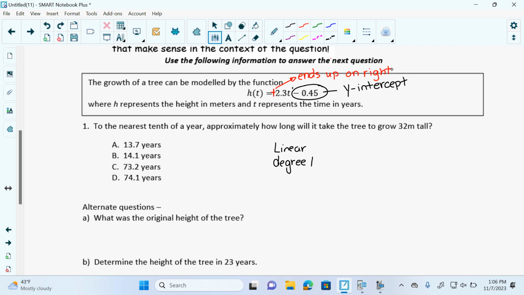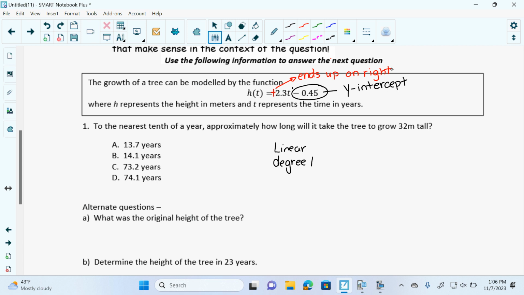So here it says the growth of a tree can be modeled by the function 2.3t minus 0.45. Why would the growth of a tree start at negative 0.45, where height is in meters and t is time in years? Why would the height of a tree start negative? It's a seed in the ground. And what's the ground level height? Ground level? No, 0. So it's just a seed in the ground. Do we see? So it makes sense. It should make sense. It's a real life problem.